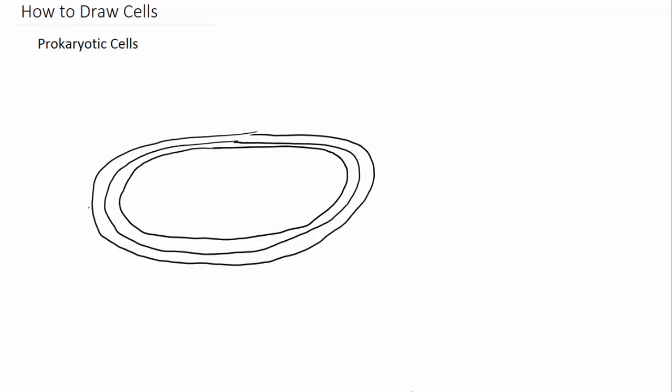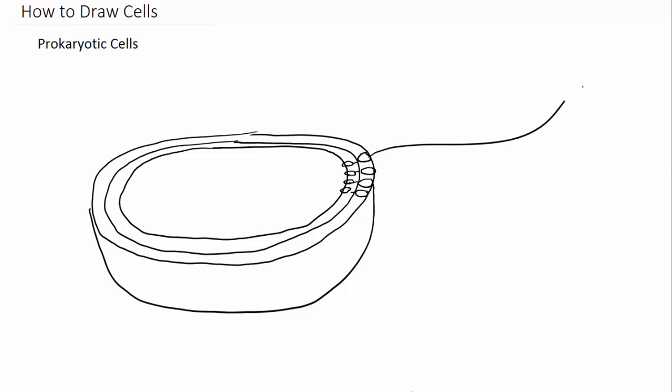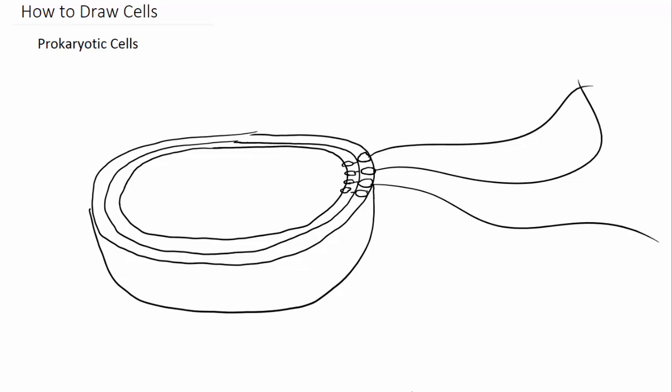And you can make it three-dimensional if you like. Now I'm going to draw the anchors for the flagellum. And these are just small ovals that are embedded in the cell wall, and also some that are embedded in the cell membrane. And you can just draw some nice long flagellum tails like this.